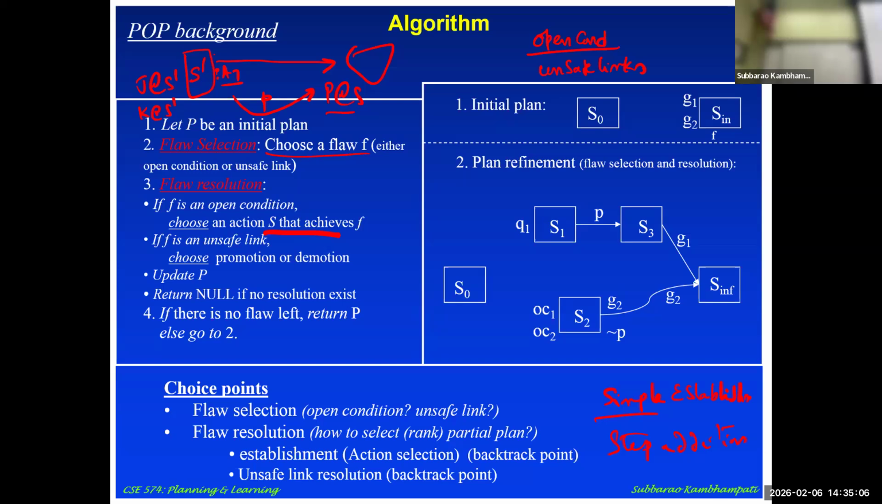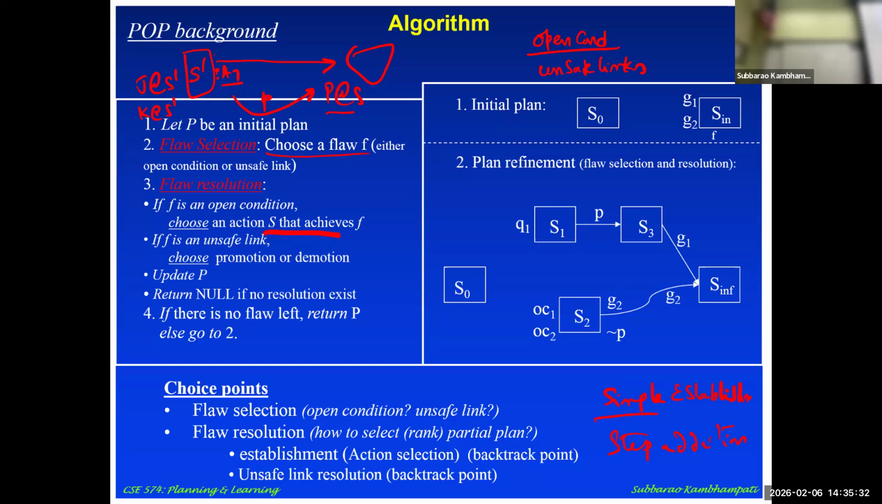And if it is an open condition, choose an action that achieves F. That actually has two choices: an action that exists already in the plan, so you co-opt it to support that condition, or you bring in a new one that gives it. Both have to be considered. You can't just assume that, oh, I already have the initial state giving the condition I want, so I don't need anybody else.